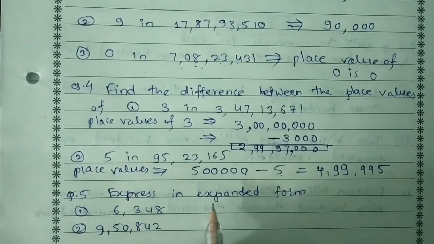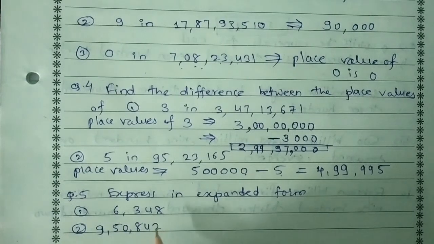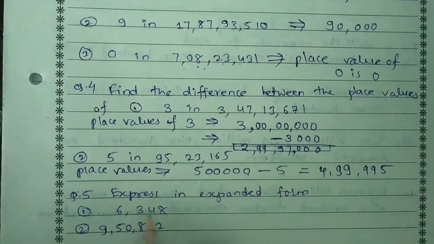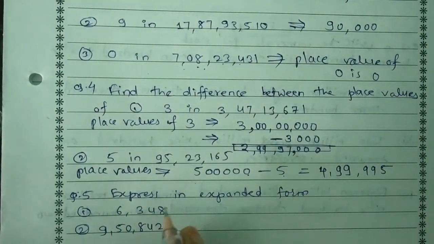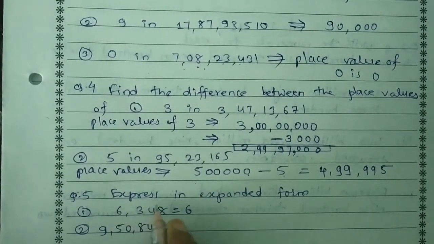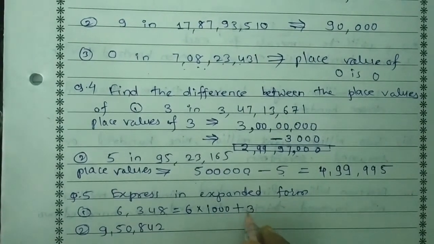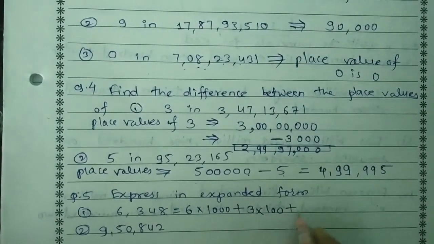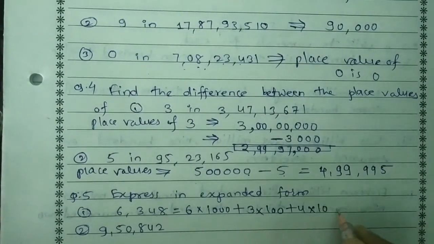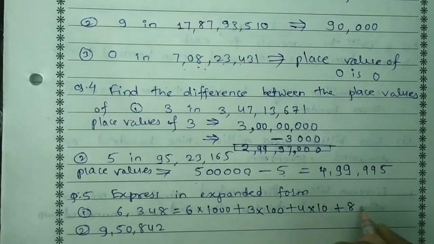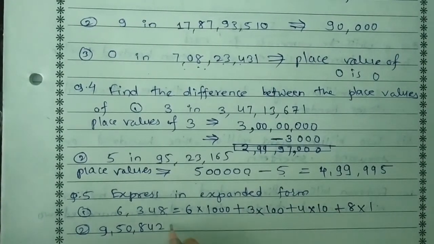Next we need to write down: express in expanded form. So 6,348 we'll write in the expanded form as: the place value of 6 is 1000. So 6 multiplied by 1000 plus 3 into 100 plus 4 is at the tens place and 8 is at the unit place or ones place.